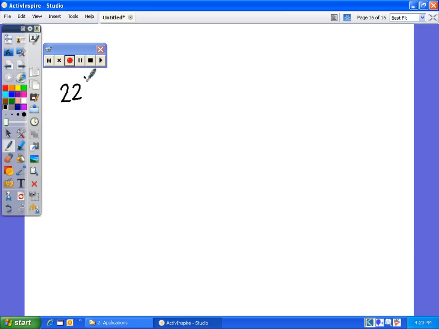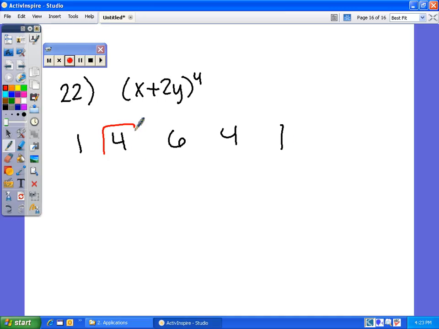Alright, 22 says, what is the second term of (x + 2y) to the fourth? Well, this is a Pascal of 1, 4, 6, 4, 1. So they want the second term. So this is the second term. So the coefficient for my second term is 4. So now if I just count down, it's x to the fourth, then x to the third. That means the x value is to the third power, meaning that the y value, because I want to add up to 4, has to be to the first.